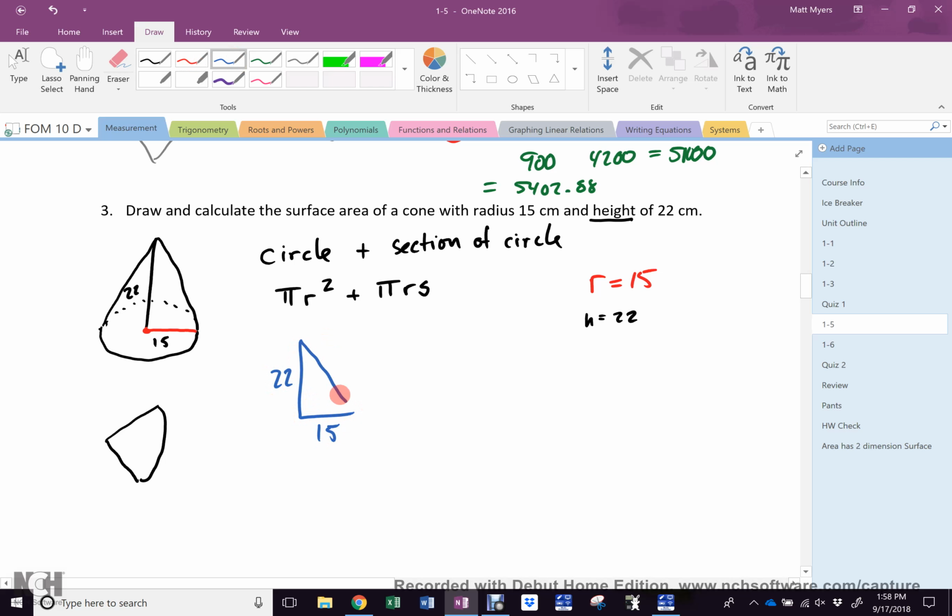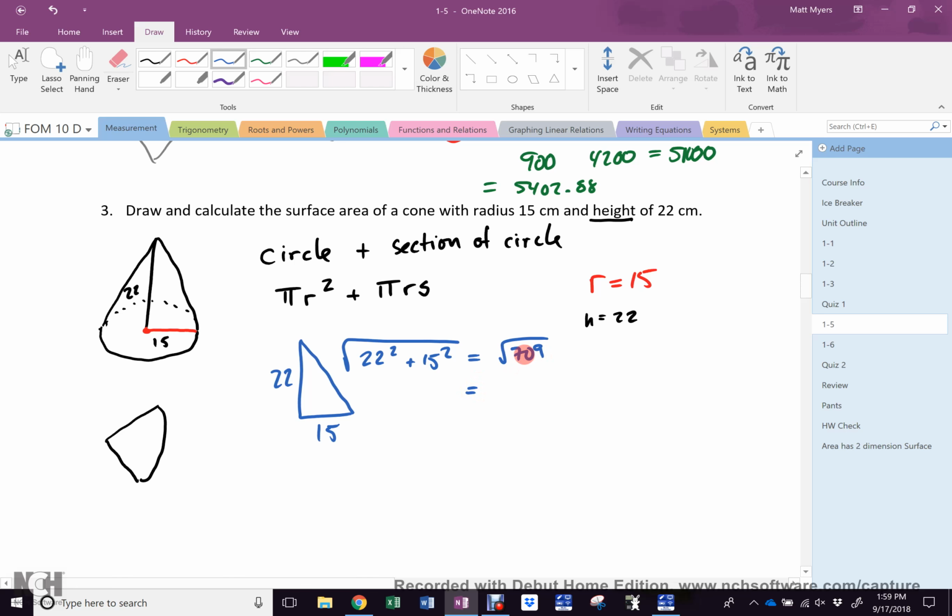So this Pythagoras, this hypotenuse, must be the square root of what? 22 squared plus 15 squared. And then I square root the answer. So that's the square root of 709. Right? So what is it? 709? Yeah.